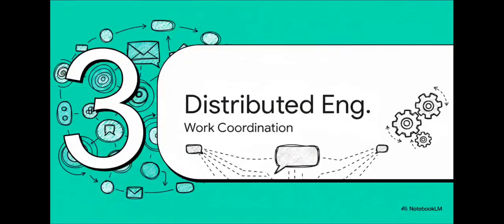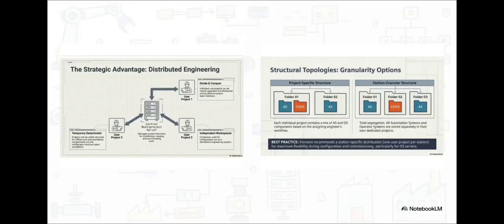Okay, Section 3, Topologies for Distributed Engineering. Let's talk about the labor force. Notice the strategic advantage we have here. A central multi-project server allows you to divide and conquer. You can literally detach a user project, hand it off to an engineer to configure offline, and then seamlessly merge it back in. But how do we actually organize those folders? Well, you've got a choice between a project-specific structure, which mixes automation and operator systems together, or a station granular structure that keeps them completely segregated.